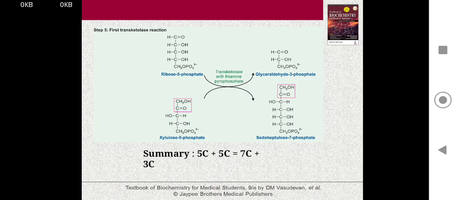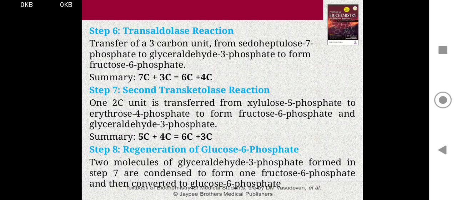So ribose 5-phosphate is a 5 carbon unit. Here a 2 carbon unit is added to the ribose 5-phosphate. So a 7 carbon unit is generated, known as sedoheptulose 7-phosphate, and glyceraldehyde 3-phosphate, which is a 3 carbon unit, is generated. Now step 6, the transaldolase reaction. Here the 3 carbon unit is transferred from sedoheptulose, the 7 carbon unit that was generated, to glyceraldehyde 3-phosphate to form fructose 6-phosphate.